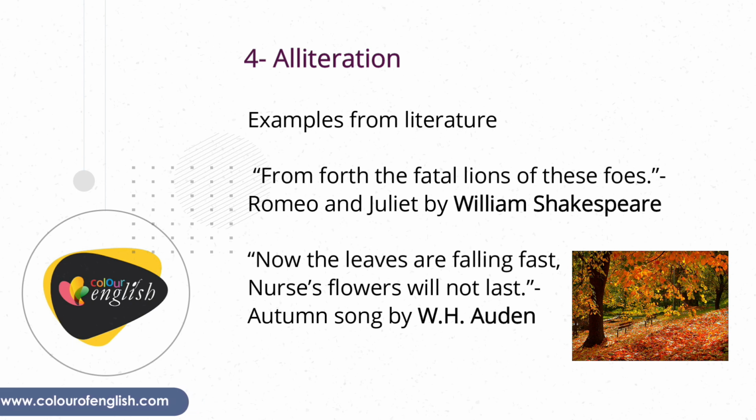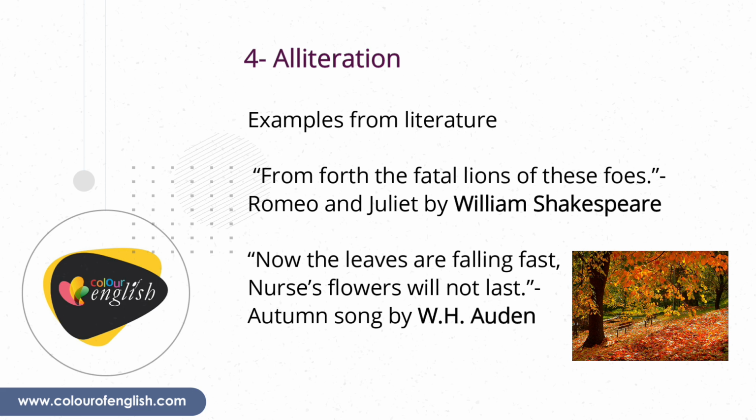Now let's look at some examples from literature. From forth the fatal loins of these foes. This line is taken from Romeo and Juliet by William Shakespeare. In this line you can see the words from, forth, fatal and foes. All these words start with the letter F, and all the words appear in the same line. So this is alliteration: when words starting with the same letter appear in the same line or same paragraph.